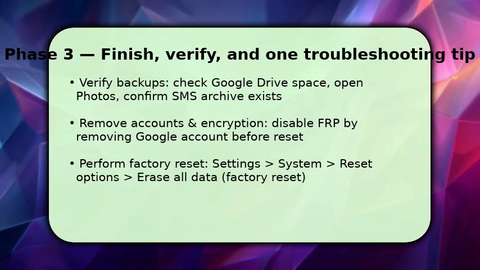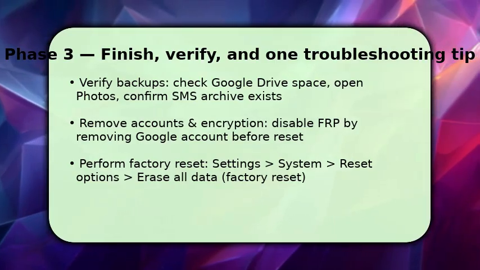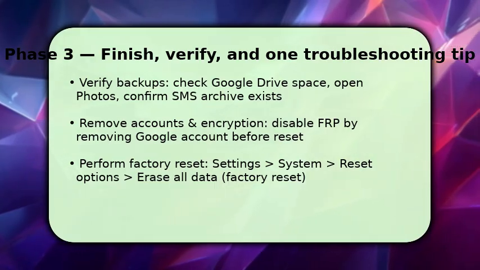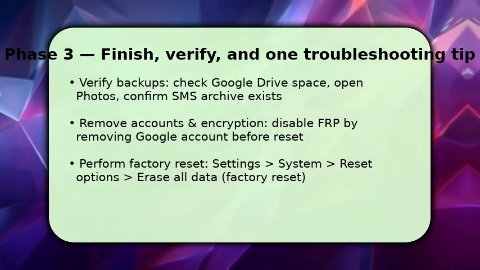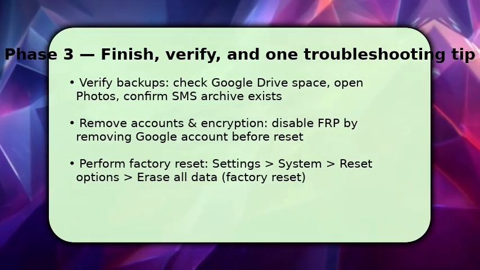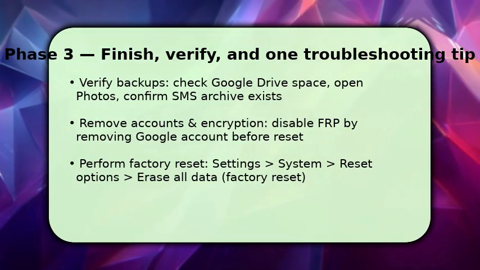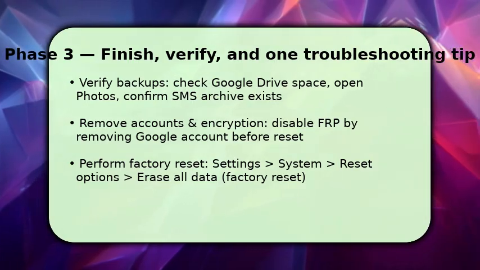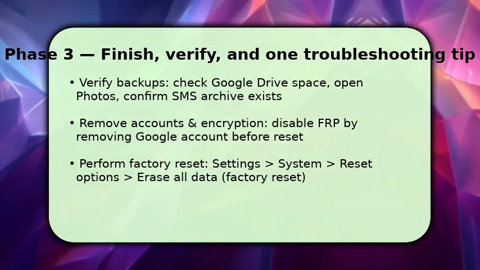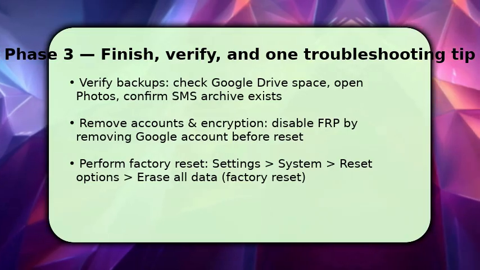You should now verify everything. Open Google Drive to confirm the latest backup timestamp, view photos to ensure media synced, and check your SMS backup file. Make sure to remove your Google account to avoid FRP lock and note any device encryption, record PINs or passwords used for encrypted backups. When ready, go to Settings, System, Reset Options and choose Erase All Data.